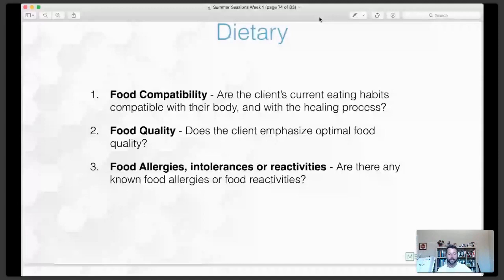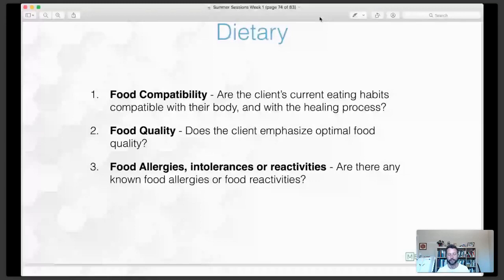Food compatibility. This is huge. There are three things. Are the clients' eating habits compatible with their body and with the healing process? Number two, what's their food quality like? Are they eating organic or not? Is it good, bad, or okay? You just want to know. And number three, this is important: are there food allergies, intolerances, or reactivities? How can we just know these three things?